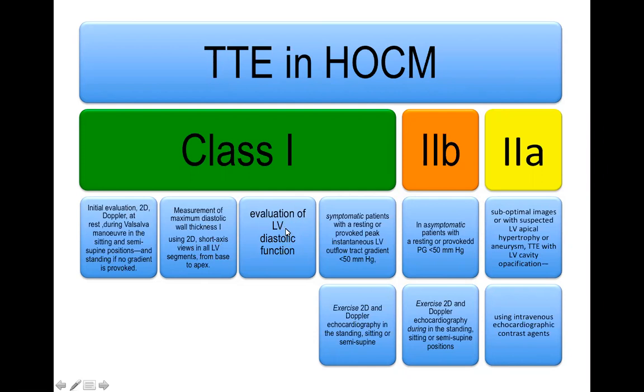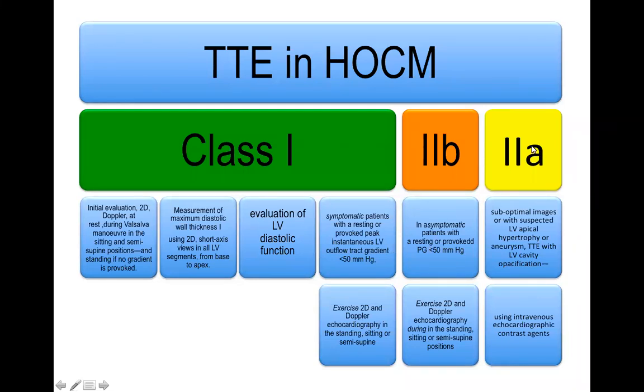Evaluation of the LV diastolic function, class 1. In case of a symptomatic patient with a resting or provoked peak gradient less than 50, we'll do the exercise 2D or Doppler in standing position, and this is class 1. Class 2B, in case of an asymptomatic patient with a resting or provoked gradient less than 50, we'll do 2D, again the same, 2D or Doppler echo.